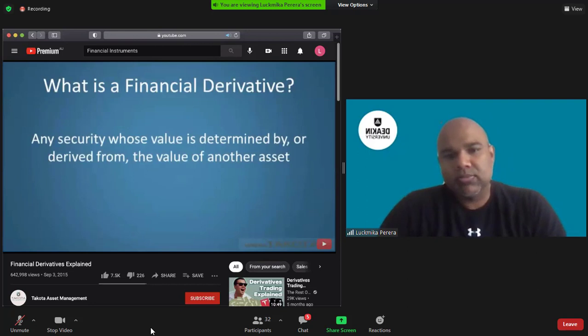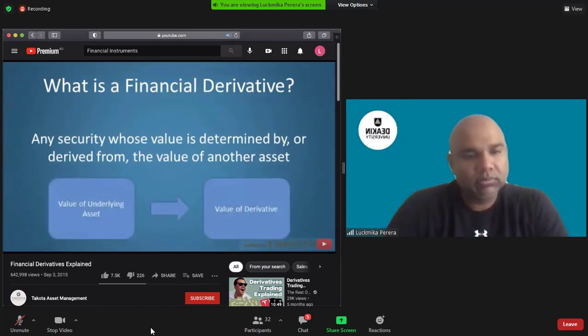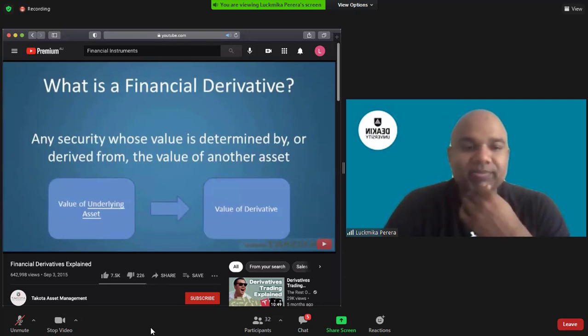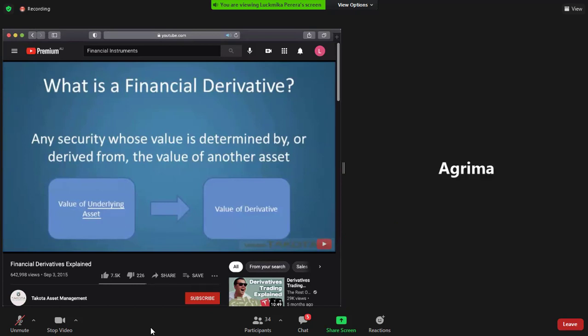But more specifically, the term financial derivative refers to any security whose value is determined by or derived from the value of another asset. The asset from which a derivative gets its value is known as the underlying asset, or simply underlying. An underlying asset can take many forms, but it commonly refers to stocks, bonds, commodities, currencies, interest rates, and market indexes. The most important thing to take away from our discussion of derivatives so far is that their value depends upon the value of something else, the underlying asset. So, the change in the value of a derivative's underlying causes a change in the value of the derivative itself.